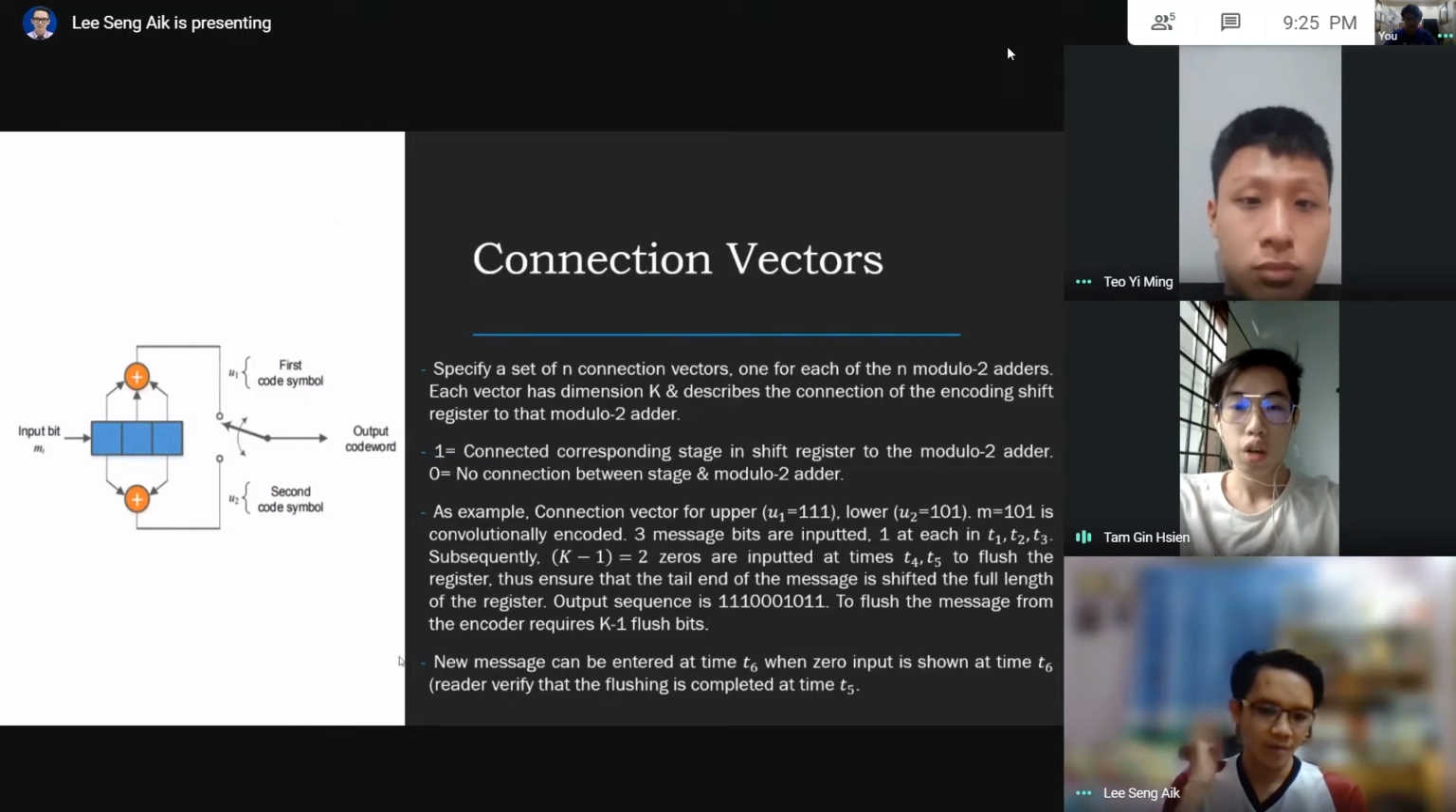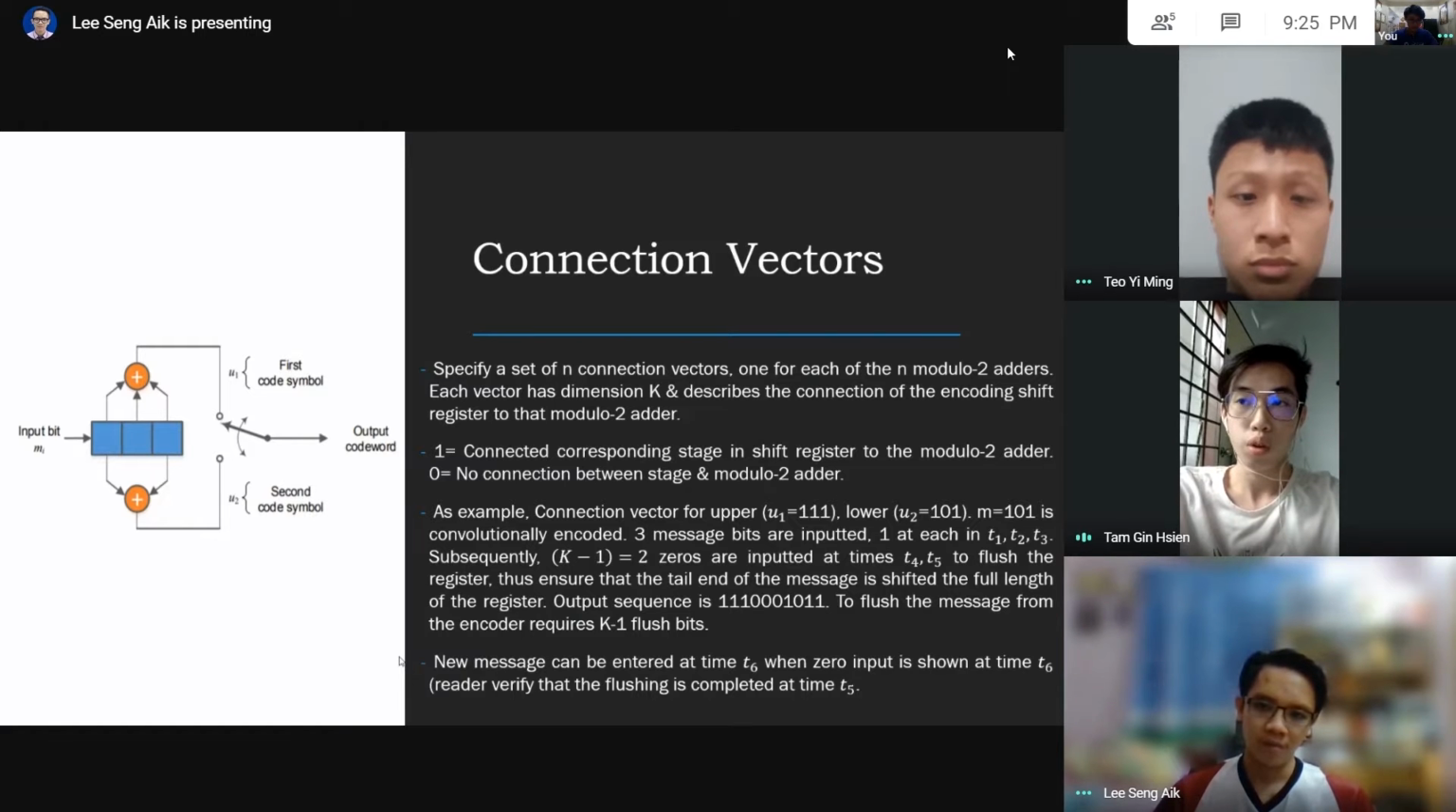Next, the connection vector is the same as the connection pictorial in the connection representation, but it specifies a set of n connection vectors, one for each of the n modulo 2 adders. Each vector has dimension k and describes the connection of the encoding shift register to the modulo 2 adder. 1 represents a connection between the corresponding stage and the modulo 2 adder, and 0 means no connection between the stage and the modulo 2 adder.